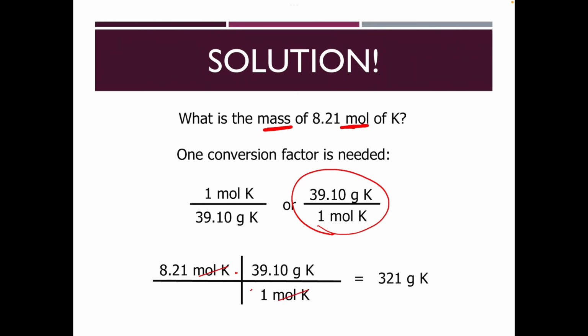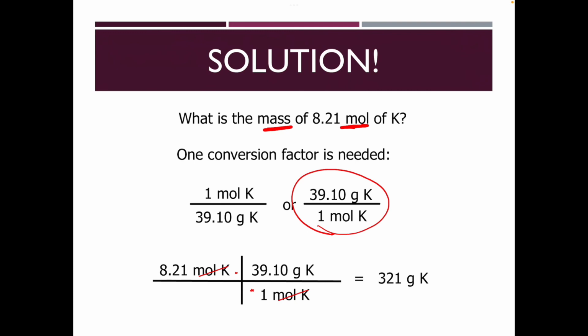Okay, so the way that we write these conversion factors in the train track depends on what we're starting with, right? If we're starting with moles, then we need to have moles on the bottom so our units cancel. If we're starting with grams, like in the previous problem, then we'll need to have grams on the bottom so our units cancel. So just keep an eye on that.